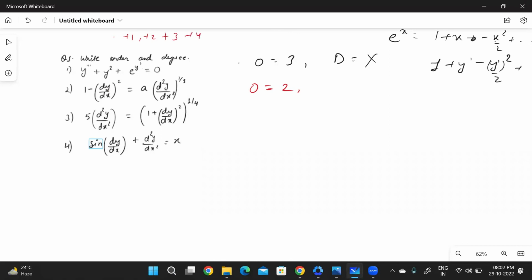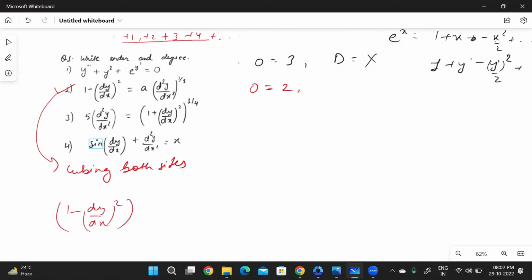So if it has a number other than these numbers, then the degree will not exist unless you can simplify the equation to get a positive integer as an exponent. So what we can do, we can cube both sides. Yes. So why are we cubing? To get rid of 1 by 3. So we'll get (1 minus dy over dx)^2, the whole cube, equals a cube d2y by dx2.